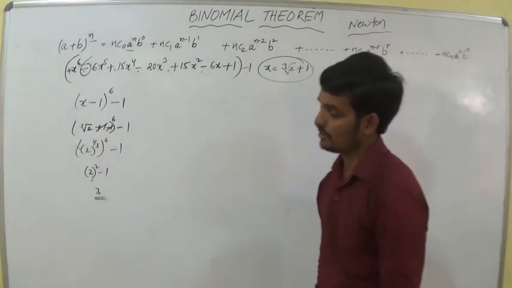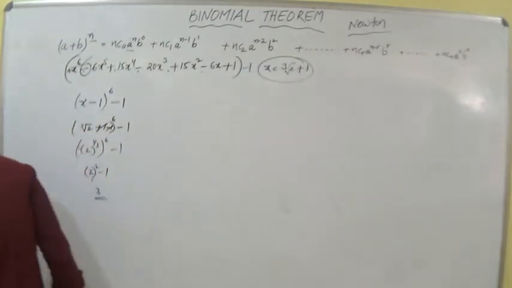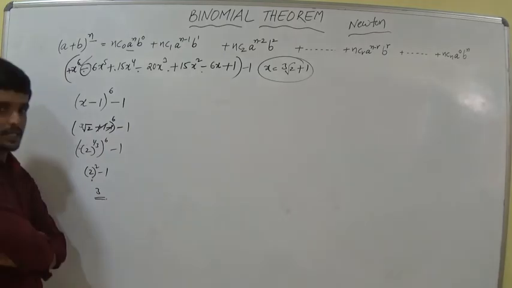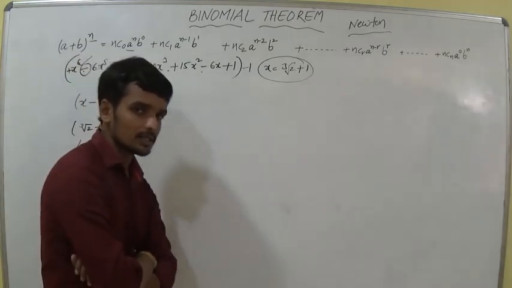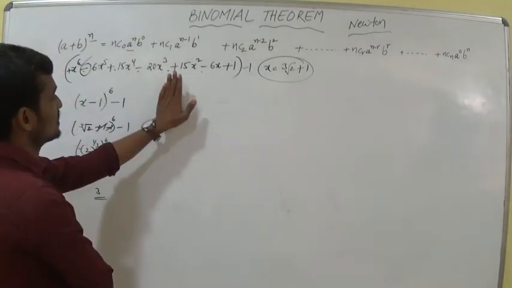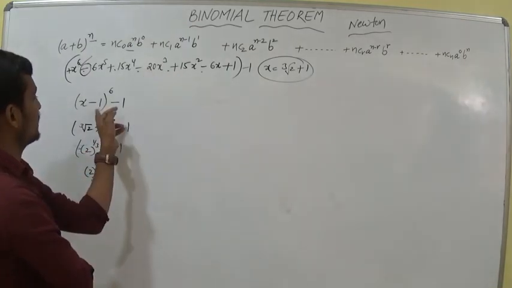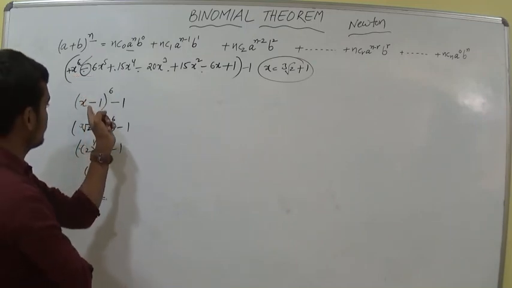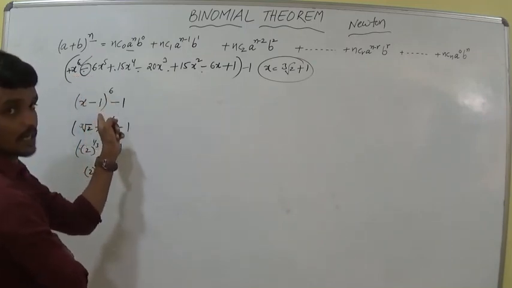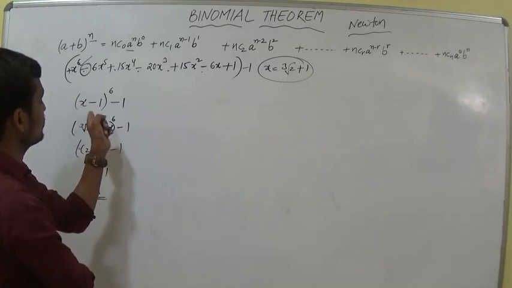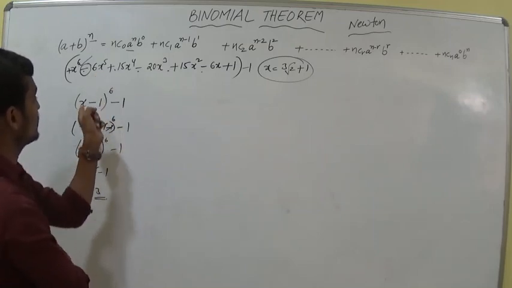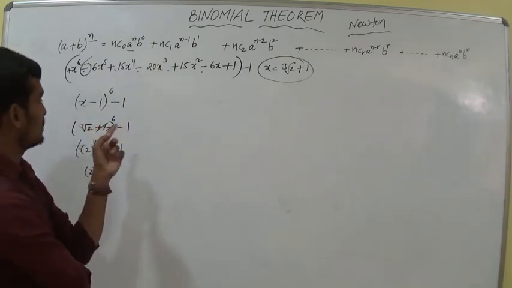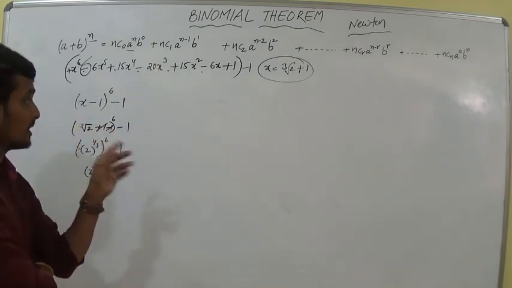If you can't understand somewhere, look here at x minus 1 whole power 6. I will explain. This is the expansion form of x minus 1 whole power 6: 6c0 x power 6, that is x power 6. The second term is minus, so 6c1 is 6 x power 5, with 1 power 6 being 1. So this is the form of x minus 1 whole power 6.